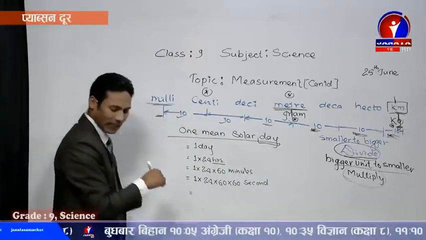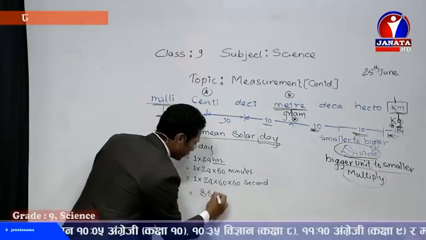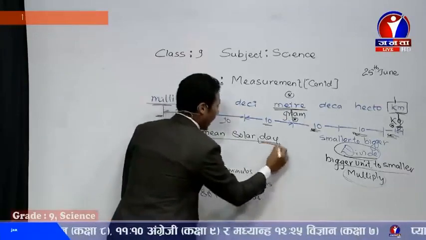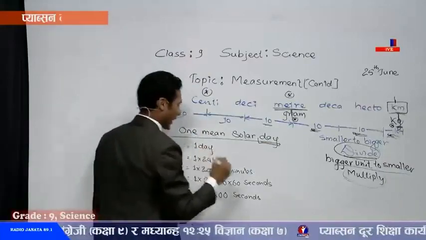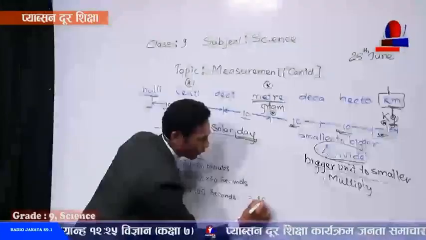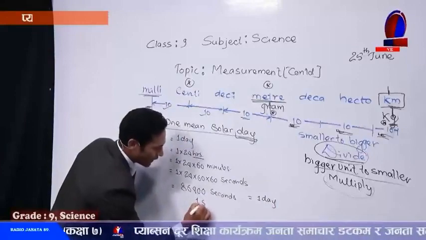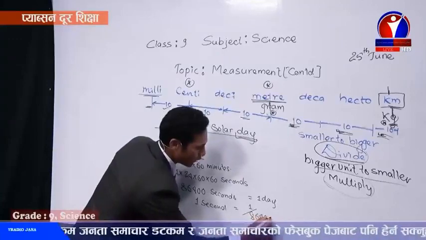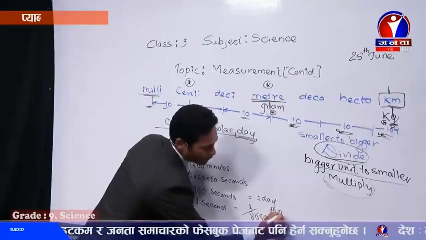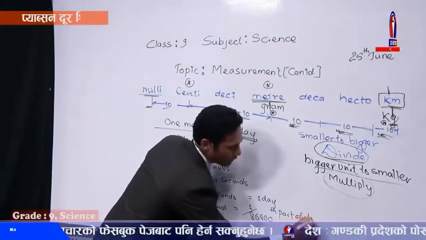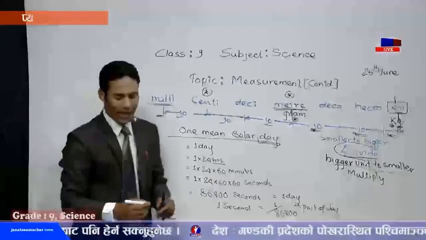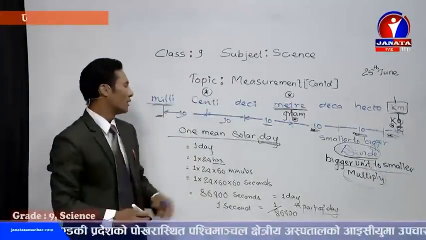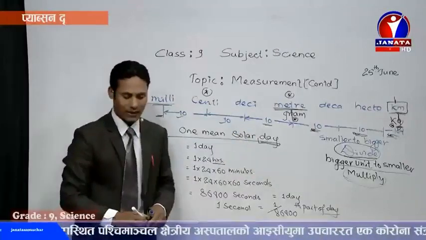This multiplication gives 86400 seconds. That is, in 1 day, this many seconds are there. So let's define the second. This many seconds equals 1 day, and 1 second equals 1 by 86400 part of a day. So one standard second can be defined as the 1 by 86400 part of 1 mean solar day. That is the one standard second.